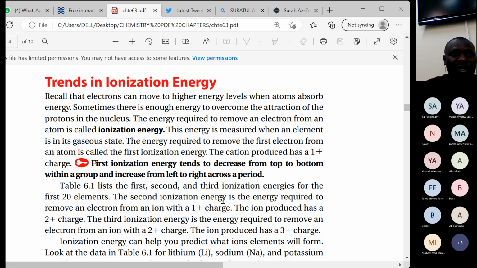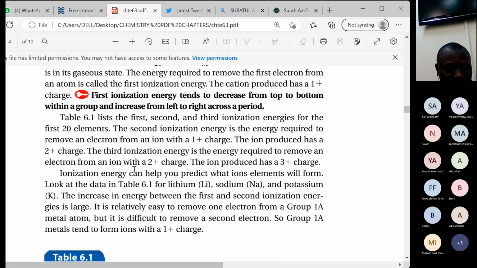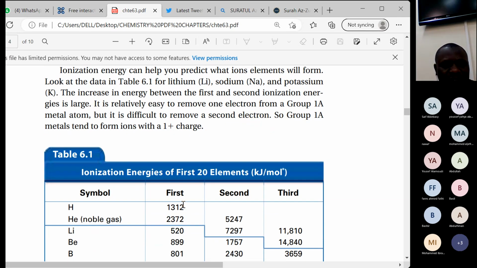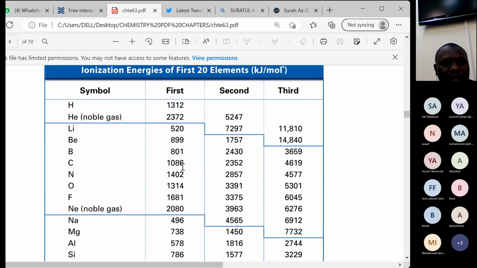Then when you remove the third electron, you require the third ionization energy, and the third ionization energy is removed from an ion with a +2 charge. Now, the first ionization energy is usually less than the second ionization energy. The second ionization energy is greater, the way you can see from the table.